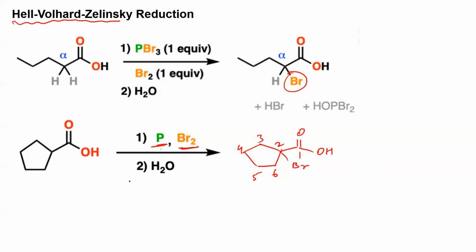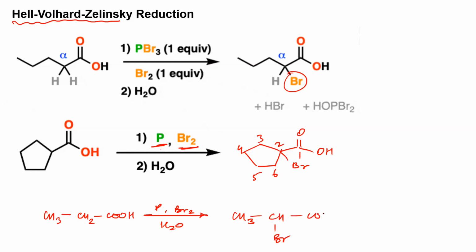Okay. If I have CH3, CH2, COOH, and P, Br2, H2O. Then tell me, in which carbon will the Br group attach? The CH2 or the CH3? Which carbon? CH2. CH2 carbon, right? So CH2 carbon will become CH and there will be Br group attached. You will have COOH. Okay. So this is Hell-Volhard-Zelinsky reaction.